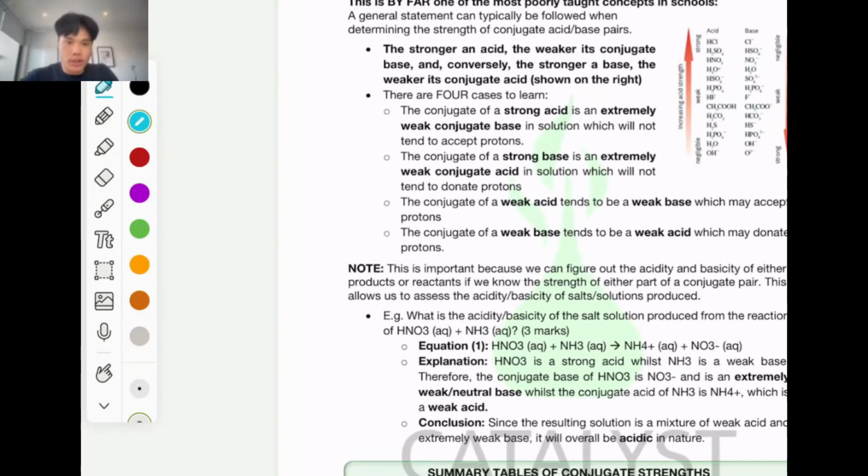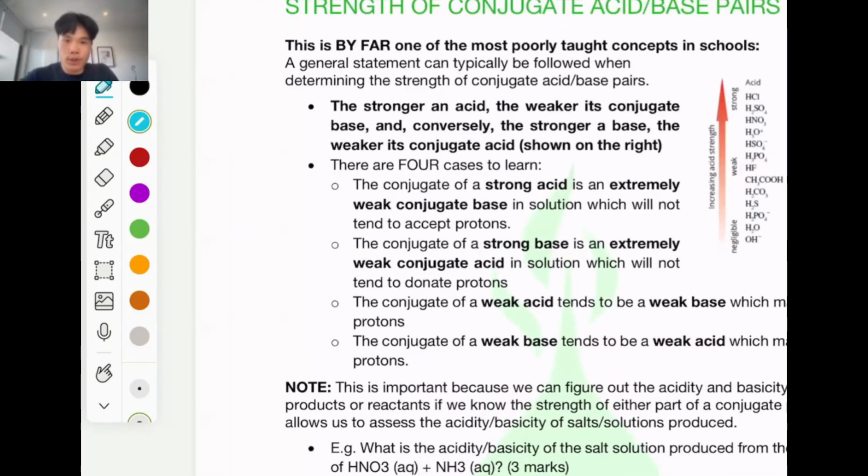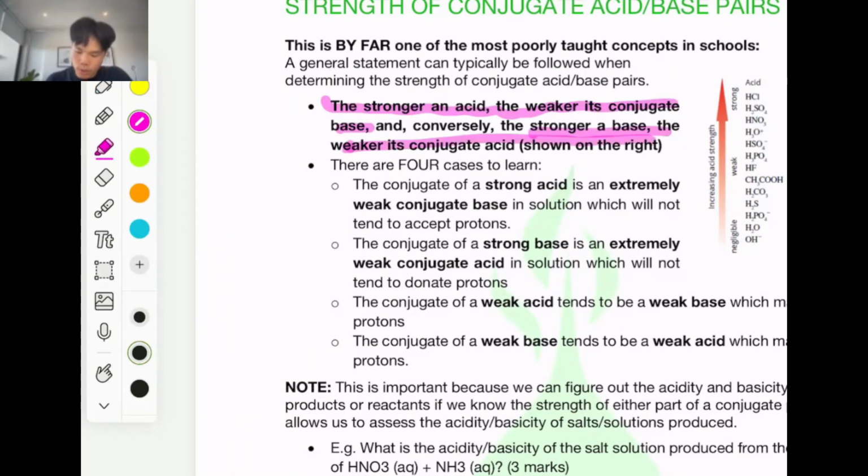This is very poorly understood. Strength of conjugate acid-base pairs. So if you look at any acid, any base, and you know its strength, you should be able to tell what the conjugate strength is. Or if you have any acid or base and you're not sure, you can compare it against its conjugate to find out its strength. So they're the two kinds of trains of thought you have. The stronger an acid, the weaker its conjugate base, and conversely, the stronger a base, the weaker its conjugate acid.